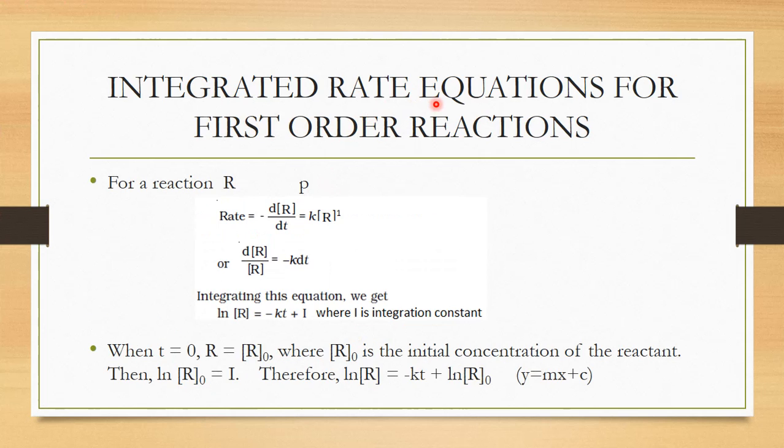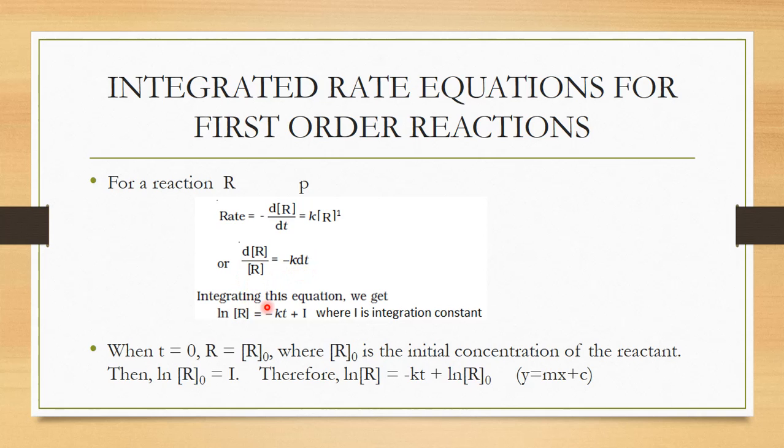Now let us take the integrated rate equations for a first order reaction. The reaction is R changes to P, the same reaction which we have considered earlier. The rate is equal to minus d[R]/dt is equal to k into [R] raised to power 1. Since it is a first order reaction, we have taken [R] raised to power 1. Or d[R] upon [R] will be equal to minus k into dt.